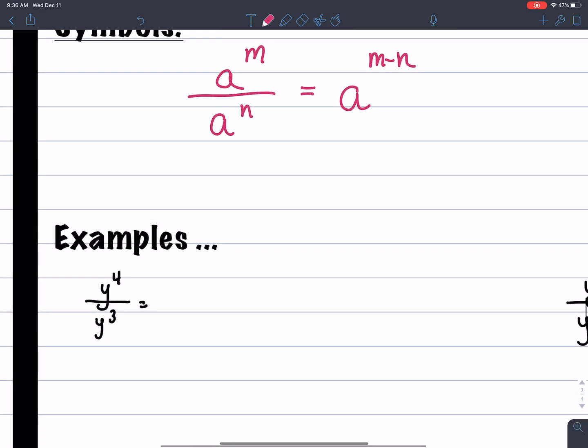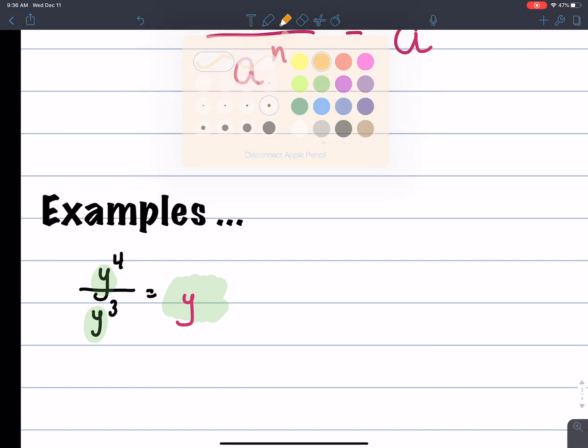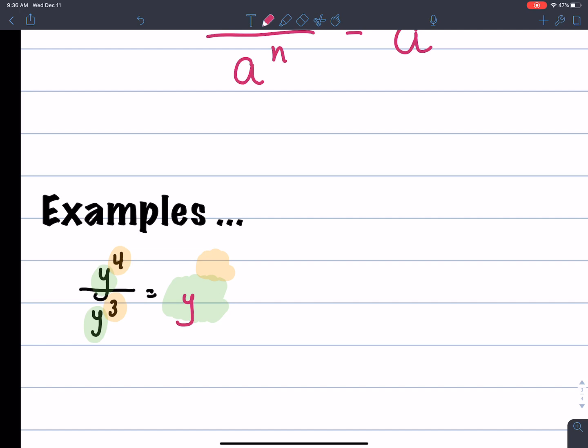So like here, we notice that we have a base of y and a base of y. So if we're dividing the same base, our answer will have that base. So in this case, the base is y. And the way that we'd figure out the exponent is we'd take 4 and 3, and we'd subtract them. And we know that 4 minus 3 is just 1.